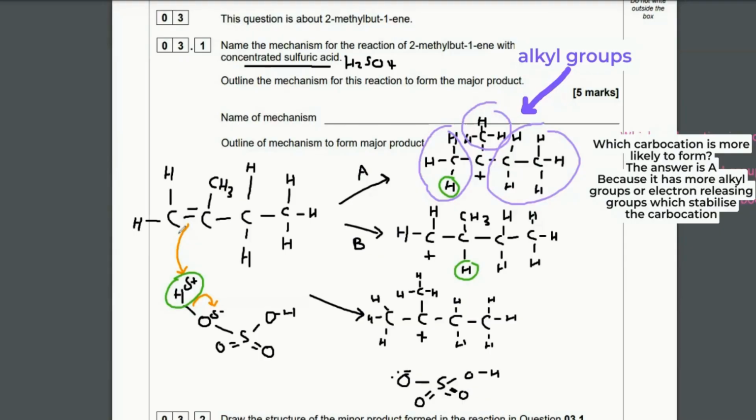So now it has a lone pair of electrons. And this hydrogen sulfate ion is going to be attracted now to the positive charge on the carbocation, and those 2 electrons are going to form a bond with the carbon. And that's the end of the mechanism.